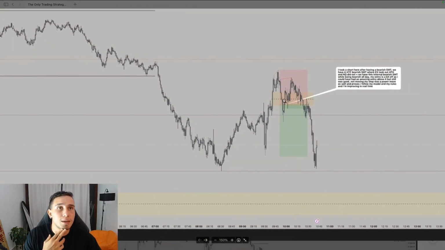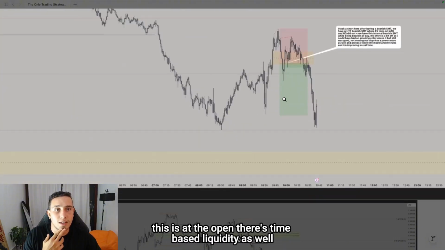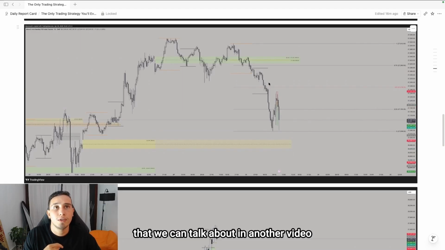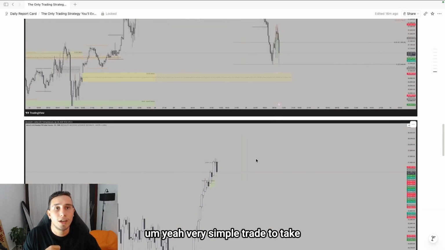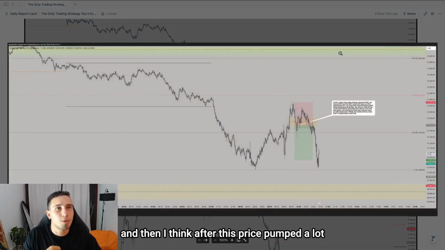So this is the first example. As you can see, we have SMT here, SMT here. This is at the open. There's time-based liquidity as well that we can talk about in another video. Yeah, very simple trade to take, targeting the lows, targeting 1.5 and the lows. And then I think after this price pumped a lot.